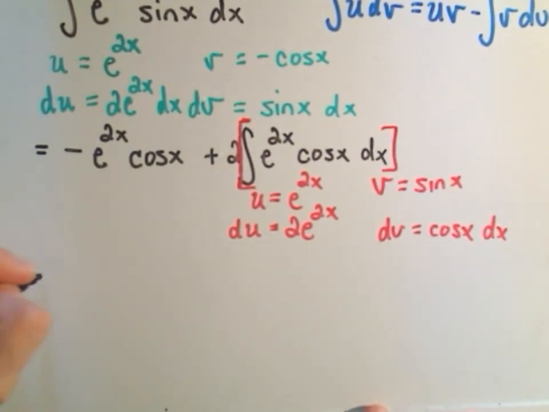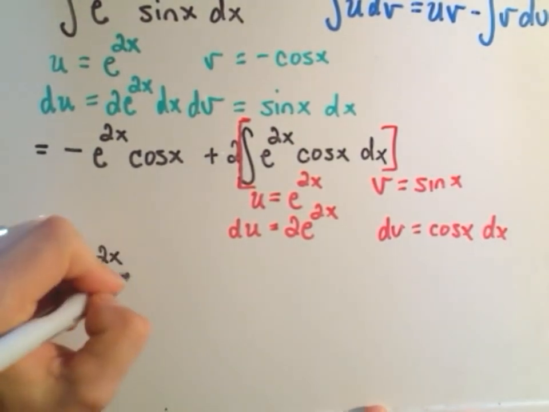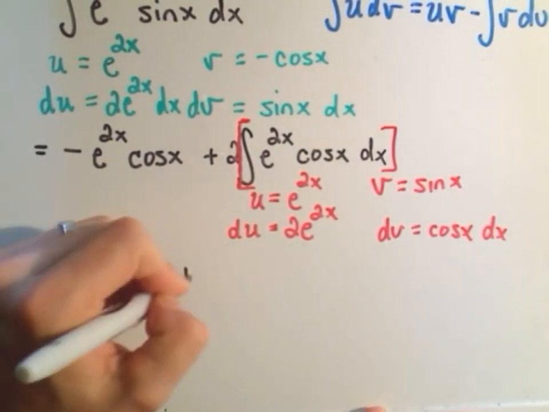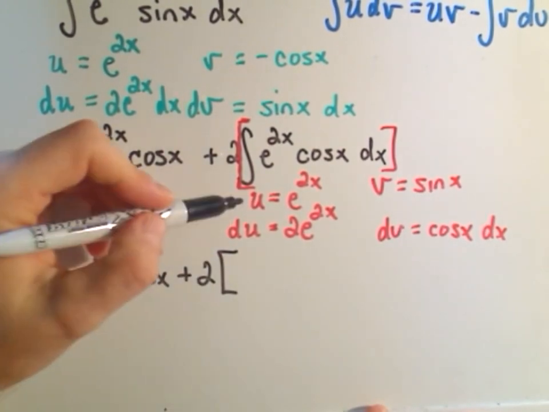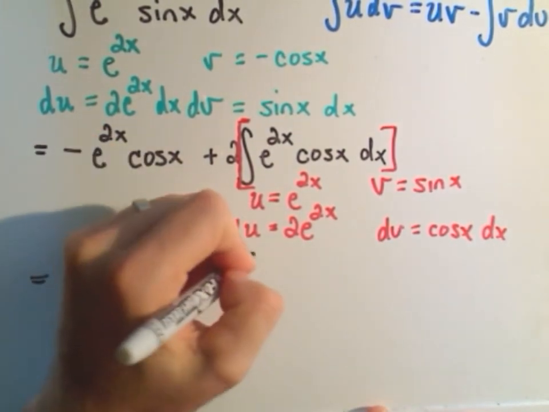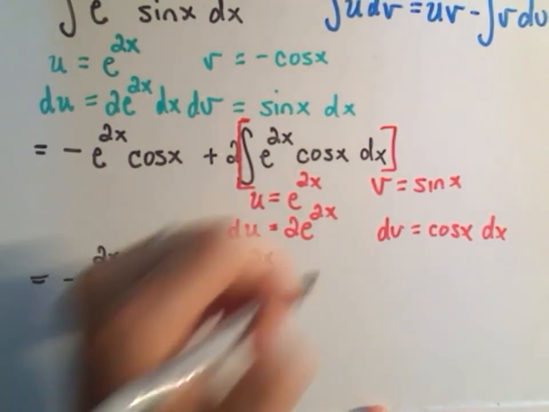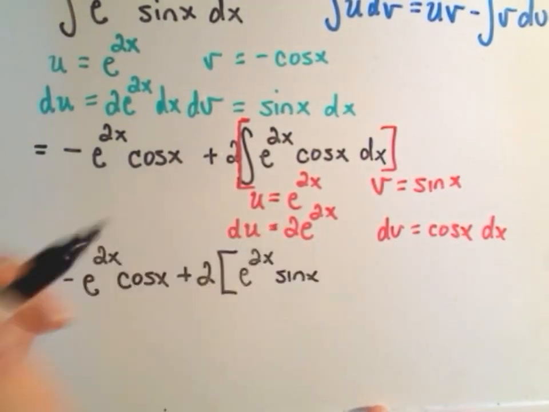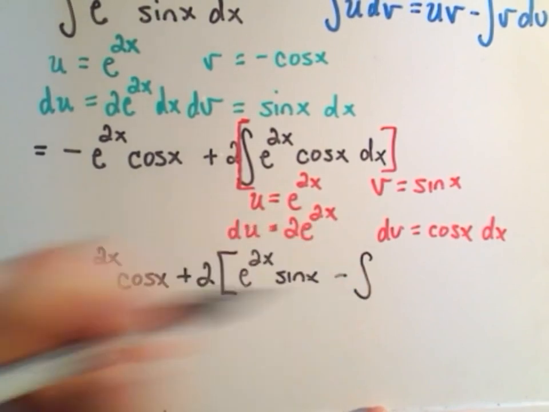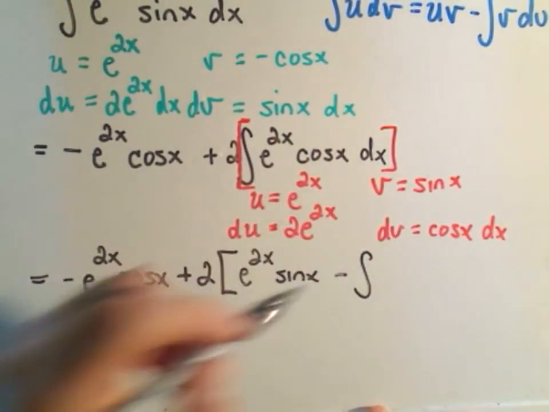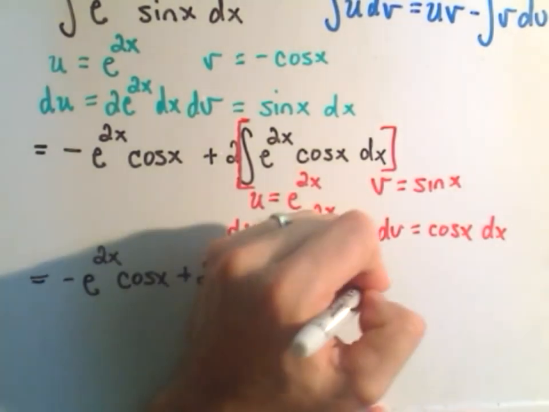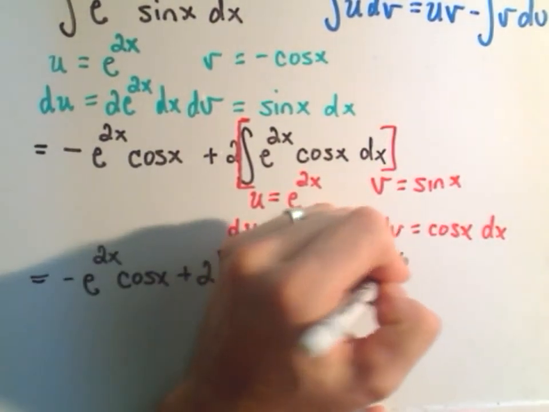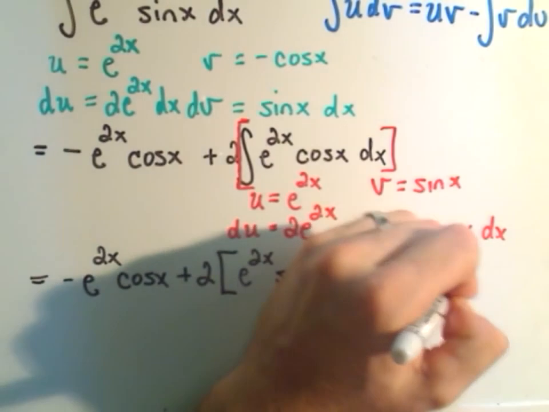So it says we'll get negative e to the 2x cosine x plus 2 times the integral of u times v. So I'll get e to the 2x times sine x, minus the integral of v, which is sine x, times du. Again, I'm going to pull the 2 out front. So we'll get 2e to the 2x times sine x dx.